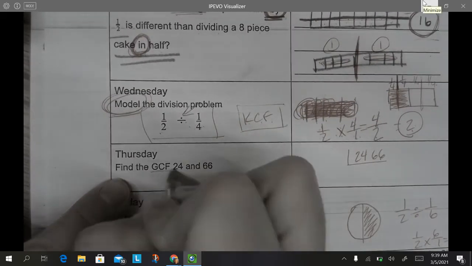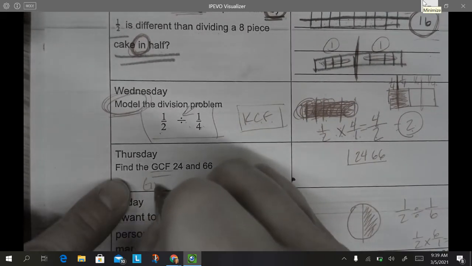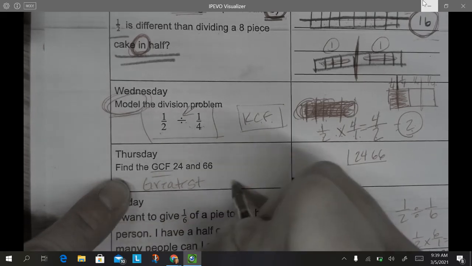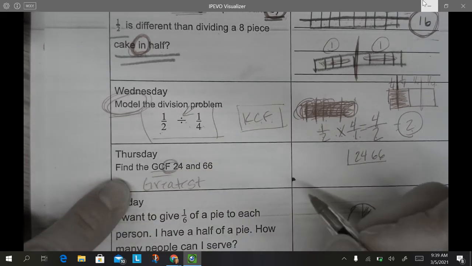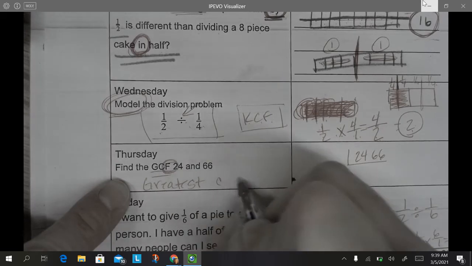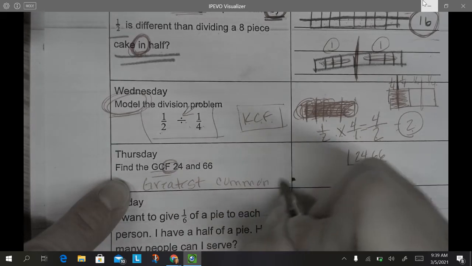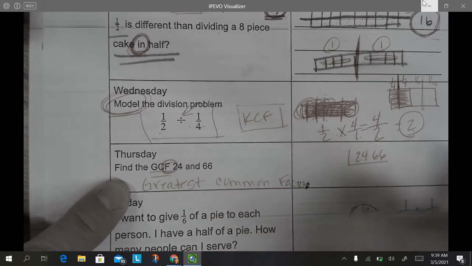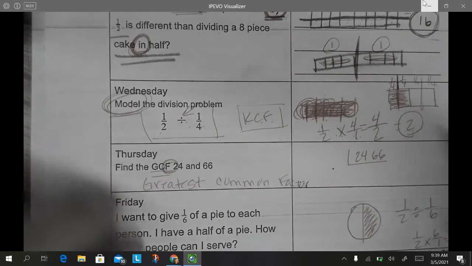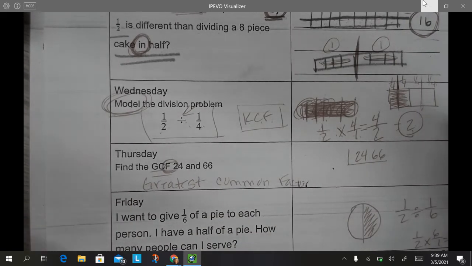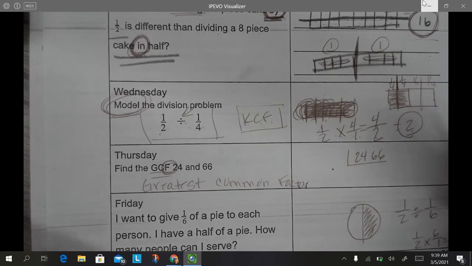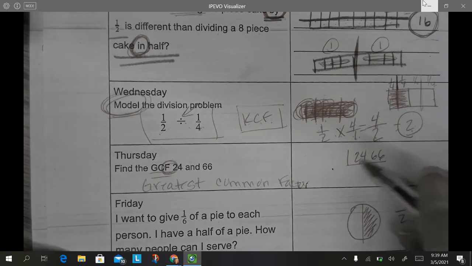Here's Thursday. Thursday says find the GCF. The GCF means the greatest common factor. And think multiplication when you think factor. To even start looking for the greatest common factor, write down the numbers that they give you to work with. So they give you 24 and they give you 66.